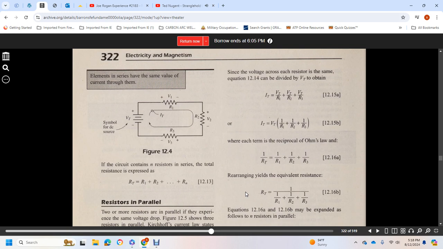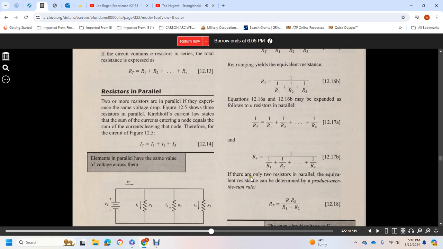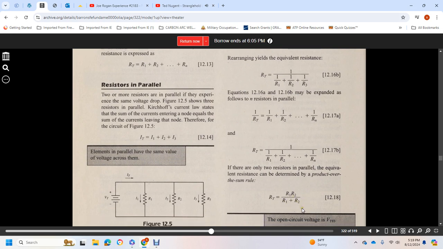For each of the terms, taking the reciprocal with Ohm's law and rearranging yields the equivalent resistance, which may be expanded. But if there are only two resistors in parallel, the equivalent resistance can be determined with the product over the sum rule. Resistance total is equal to resistance 1 times resistance 2 over resistance 1 plus resistance 2.